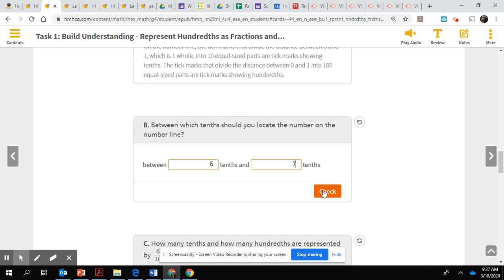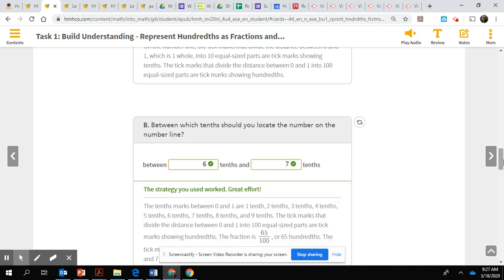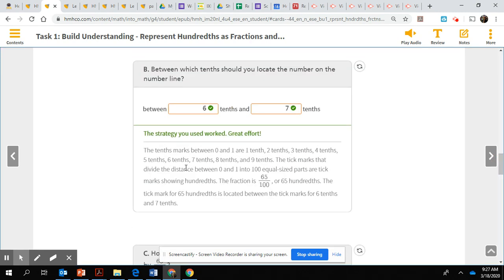Let's see if we are correct. And actually, we have great thinking. It says the tens marked between 0 and 1 are 1 ten, 2 tens, 3 tens, 4 tens, 5 tens, 6 tens, 7 tens, 8 tens, and 9 tens. The tick marks that divide the distance between 0 and 1 into 100 equal sized parts are tick marks showing hundreds. The fraction is 65 hundredths.